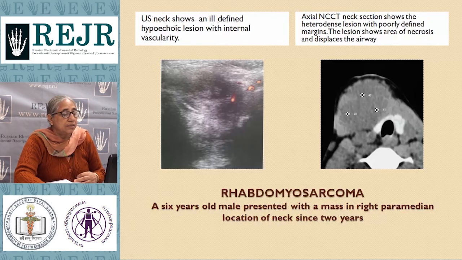This is a child, a 6-year-old male, who presented with a mass in the right paramedian location of the neck since 2 years, and ultrasound shows an ill-defined hypoechoic lesion with internal vascularity. Axial non-contrast CT section shows a heterodense lesion with poorly defined margins. The lesion shows areas of necrosis and is displacing the airways mildly.